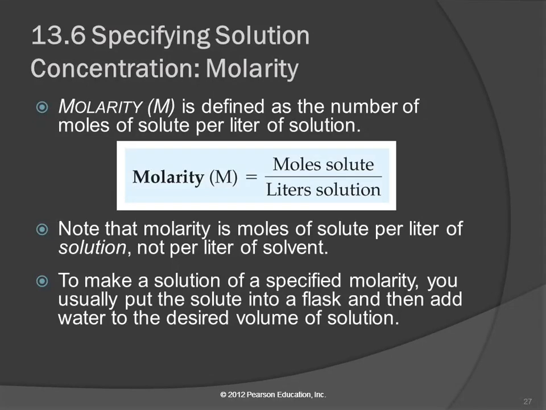A concentration unit that is more useful in chemistry is called molarity, because chemists do a lot of things with moles. Have you noticed that? They're always converting from grams to moles. Why?